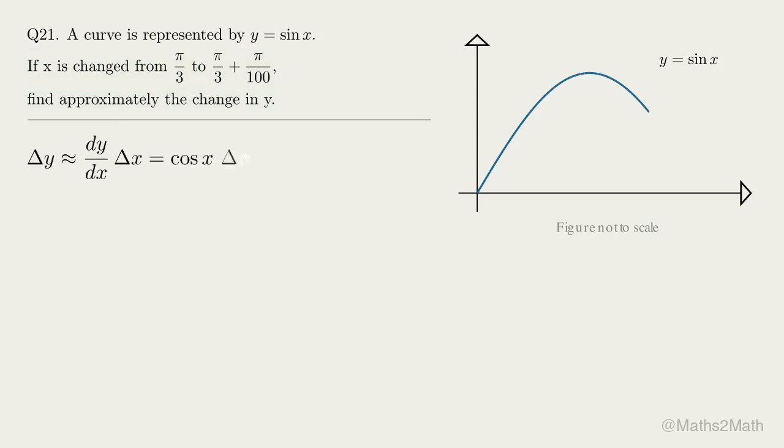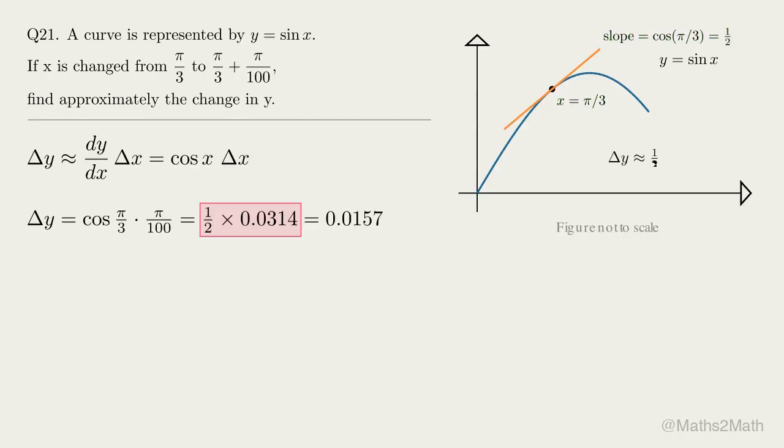For a small change, delta y is approximately dy by dx times delta x, and the derivative of sine is cosine. At x equals pi by 3, cosine is a half, and delta x is pi by 100. Delta y is half of 0.0314, about 0.0157. Hence, y increases by about 0.0157.